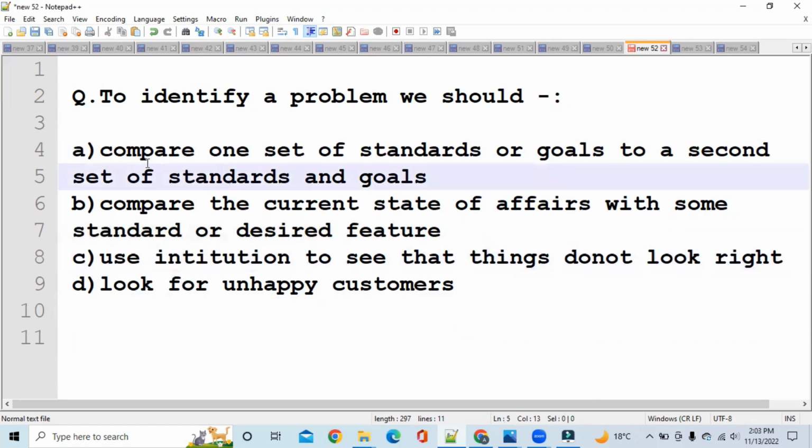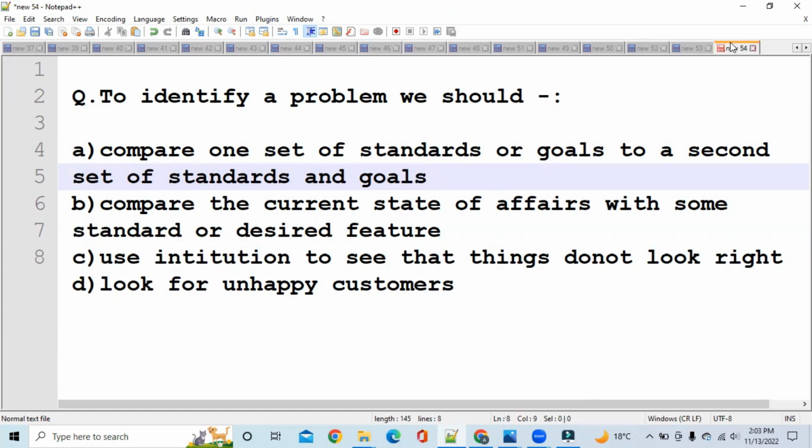So guys, you can see that we should always compare one set of standards or goals to a second set of standards and goals to identify a problem, that is, whether they are working correctly or not. So the answer will be A. My advice to all of you is to please try to follow the principle of elimination. Try to eliminate as many options as you can. Now let's discuss the next question.